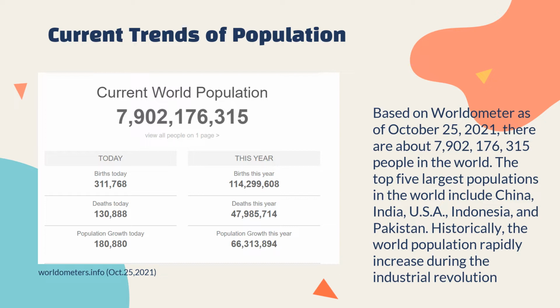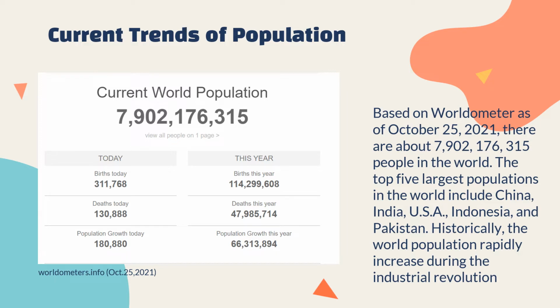To start with, these are the current trends of population. This is the current world population. As of October 25, 2021 by worldometers.info, it seems that we are 7,902,176,315 people in the world. The top 5 largest populations in the world include China, India, USA, Indonesia, and Pakistan.